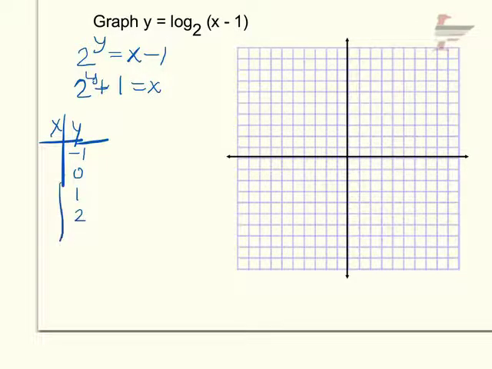Okay, so if I do 2 to the -1, that's going to be 1/2, and 1/2 plus 1 is 1.5. If I do 2 to the 0, that's 1, and 1 plus 1 is 2. If I do 2 to the first, it's 2, 2 plus 1 is 3, 2 squared is 4, 4 plus 1 is 5.